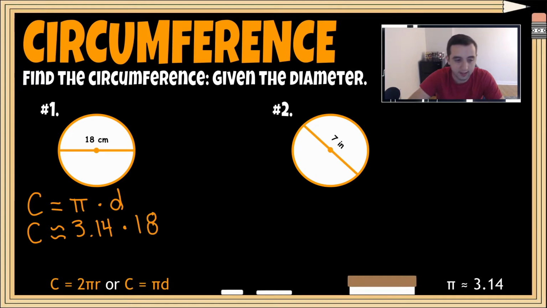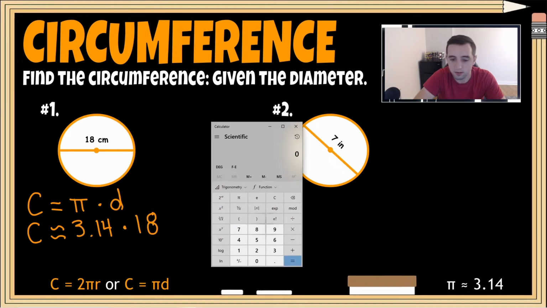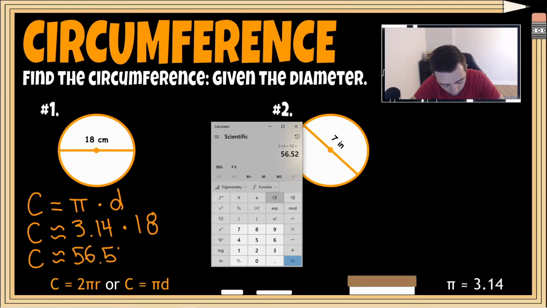And if I go ahead and take out my calculator here, let's multiply those values together. So let me make sure it fits on the screen. There we go. And we have 3.14 times 18. And we end up getting the circumference to approximately be 56.52. And we are dealing with centimeters. Do not square your units of measurement. That's for area. For circumference, you're not squaring it, so don't do square centimeters.